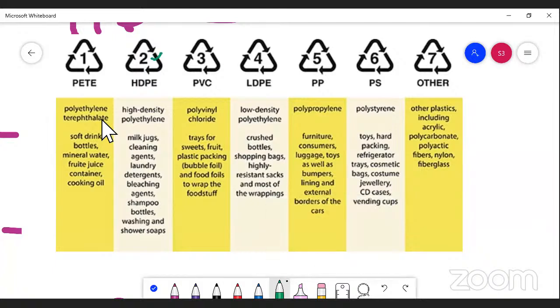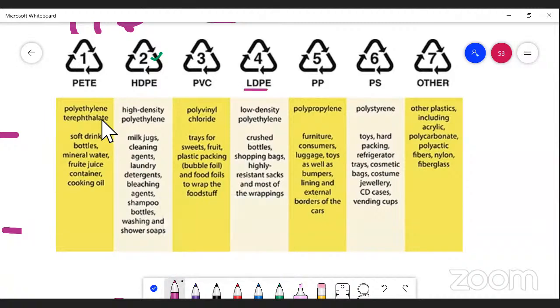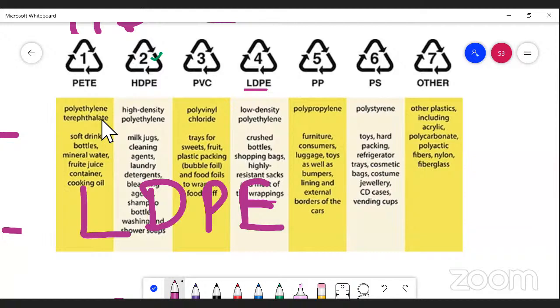And if it is 3, then it is polyvinyl chloride and it is used for trays, boxes, plastic packing, foils and wrappers. And if it is 4, then it is LDPE, low density polyethylene. It is used for squeezable bottles, shopping bags, high resistance sacks and most of the wrappings.